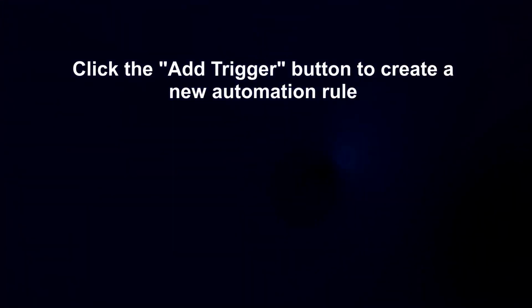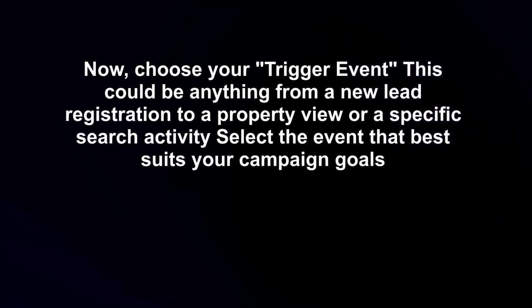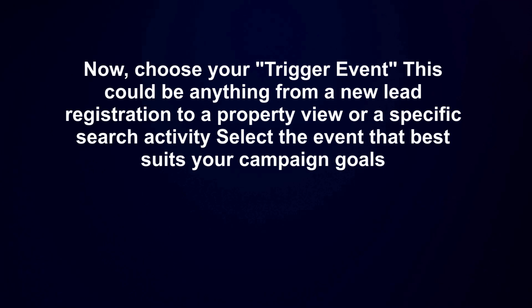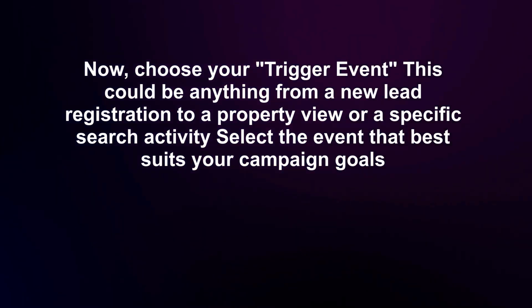Click the Add Trigger button to create a new automation rule. Now choose your trigger event. This could be anything from a new lead registration to a property view or a specific search activity. Select the event that best suits your campaign goals.